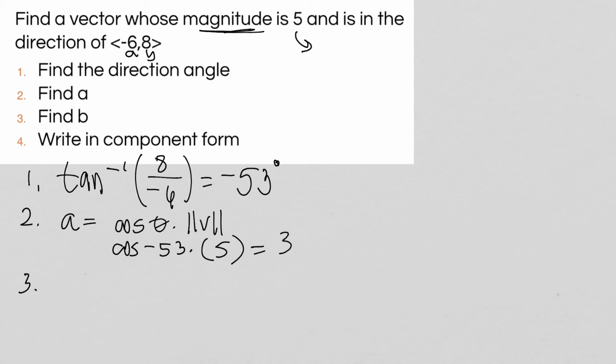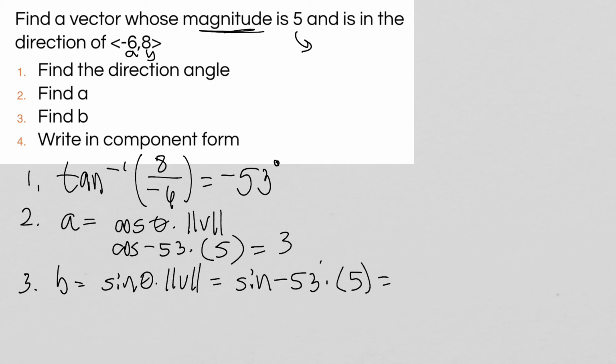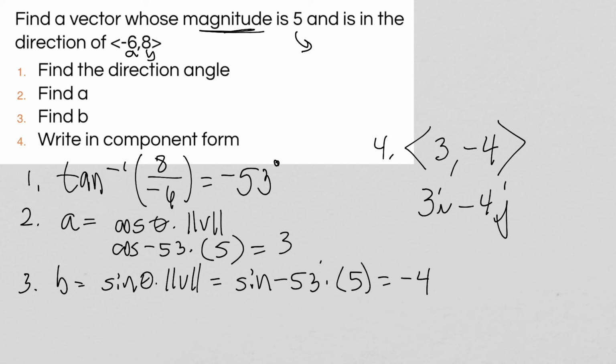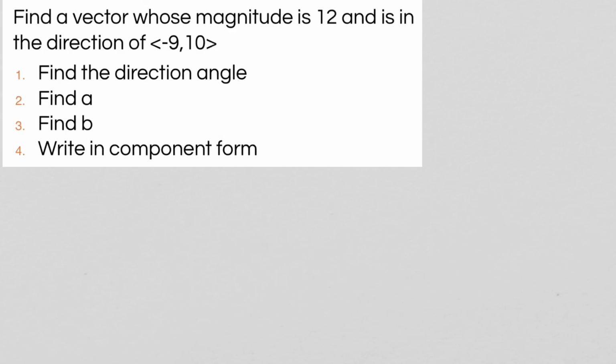Now I'm going on to number 3 to find B. I'm doing sine of the angle times the magnitude. So I'm doing sine of -53 degrees, multiplying it by the magnitude, which is 5. And I get that to be -4. So the component form for this vector, my A was 3, my B was -4. I could write it like this, or I could write it like this, 3i minus 4j. Either one is correct.